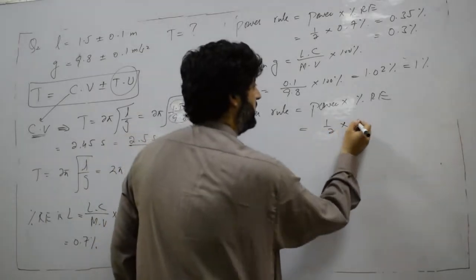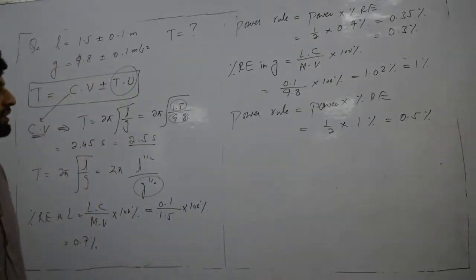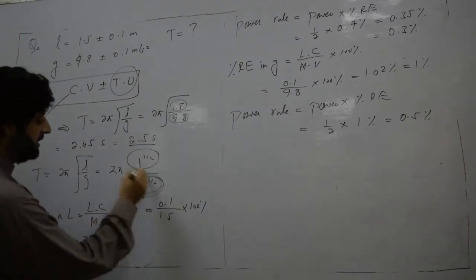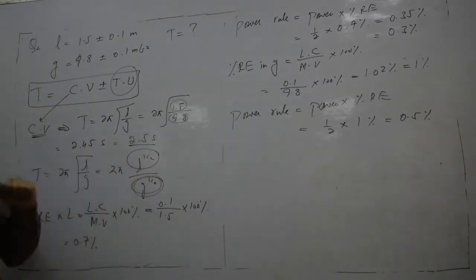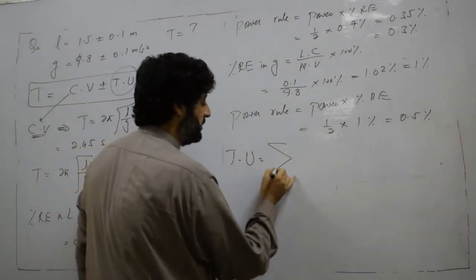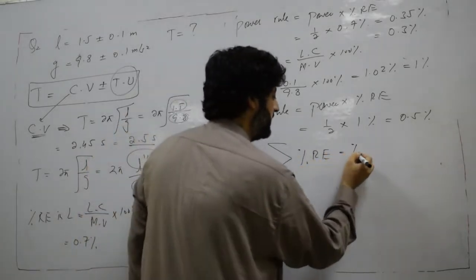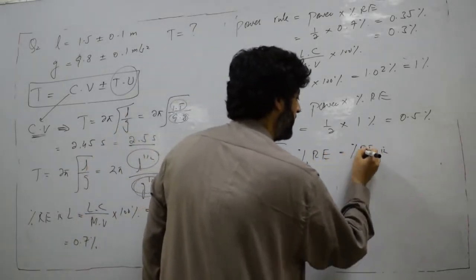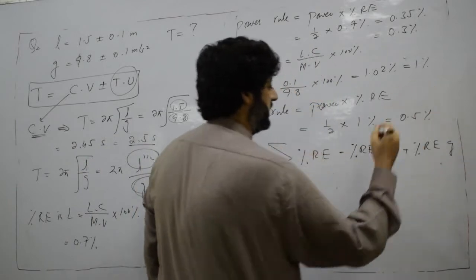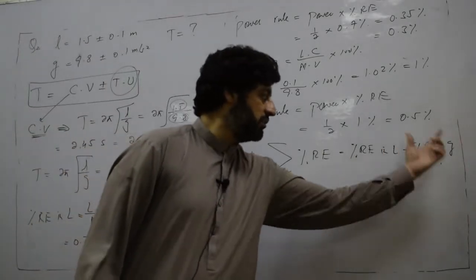And the percentage error is 1%. So it will be 0.5%. Okay. So if we know the error in length and the error in G, then we can use the division rule for the total uncertainty. The division rule is summation of percentage errors. What is meant by summation? Summation means percentage error in one quantity plus percentage error in another quantity. Okay. Summation means we have to add the percentage error in length and percentage error in G.